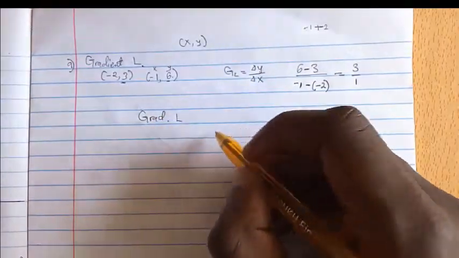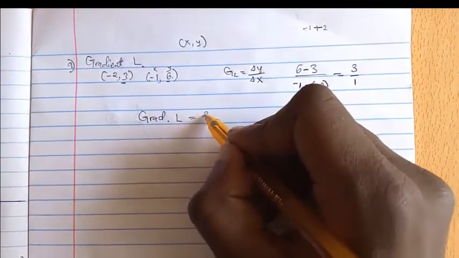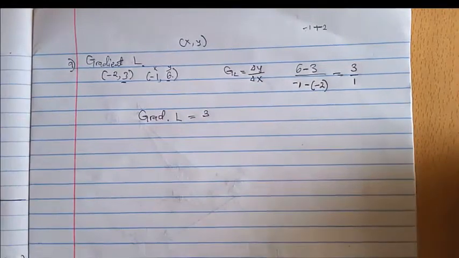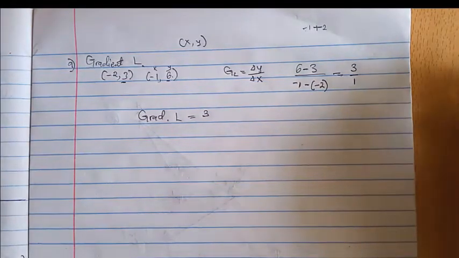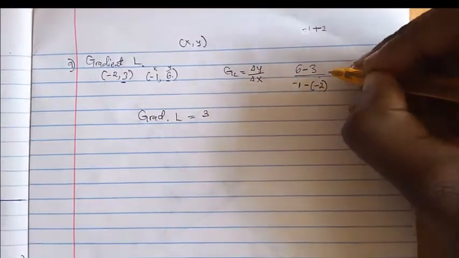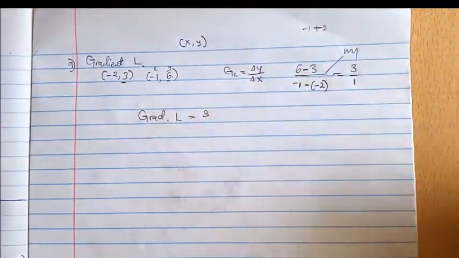So the first mark will be awarded at this point. So here we'll have our M1. Then the final mark will be awarded here. So let's move to the second part of the question.